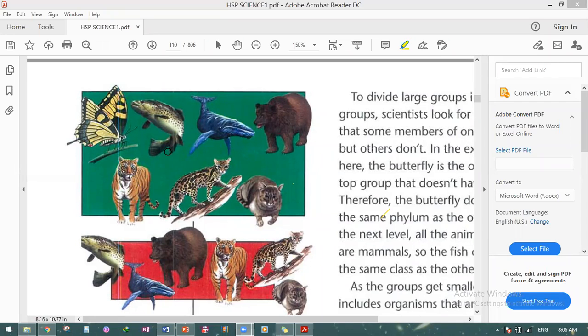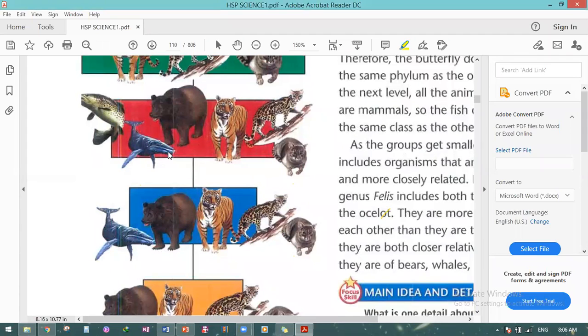Okay, so if we move to smaller groups, we have phylum and then we have class. In this class, you will find that we have only whales, a bear, a tiger, a wild cat, and a house cat. All of those share something, which is that they are all mammals. They feed their babies with milk and they give birth, while the fish was excluded from this class, which is the mammal group.